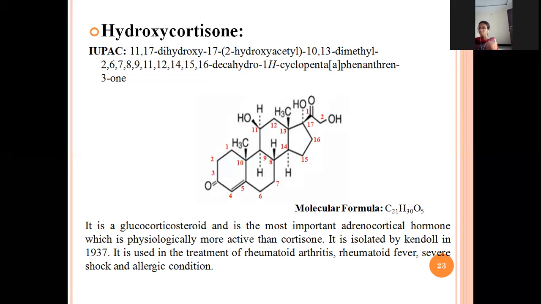So it is a glucocorticosteroid and it is the most important hormone, which is physiologically more active than cortisone. So if we compare the cortisone and hydrocortisone, the hydrocortisone is more active than the cortisone, which is isolated by the Kendall in 1937. So it is mainly used in the treatment of arthritis, severe shock and allergic conditions.